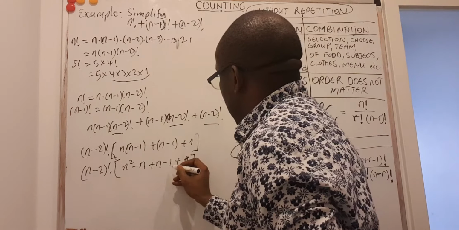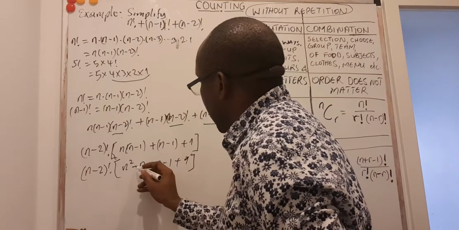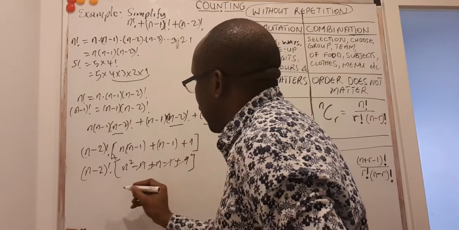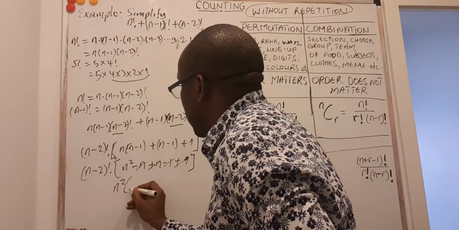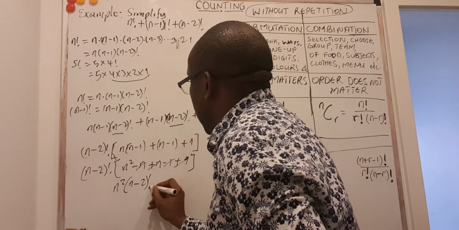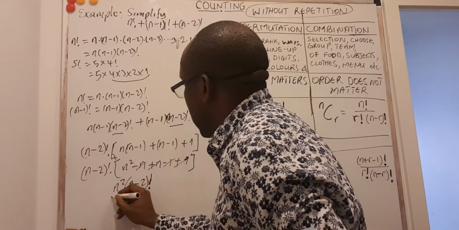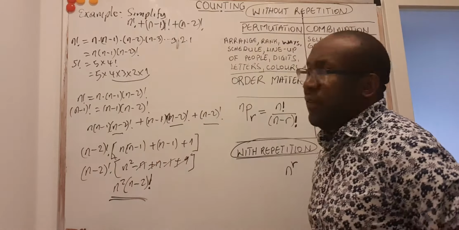The minus 1 and the plus 1, they fall off. This minus n and plus n, they fall off. So I'm left with n squared. So this is n squared into n minus 2 factorial. I just made it beautiful. This is a math salon, remember. So this is a simplified version of that.